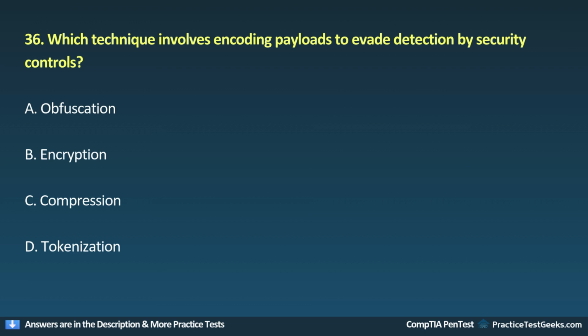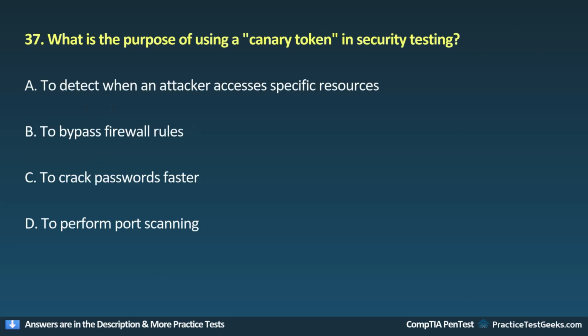36. Which technique involves encoding payloads to evade detection by security controls? A. Obfuscation. B. Encryption. C. Compression. D. Tokenization.